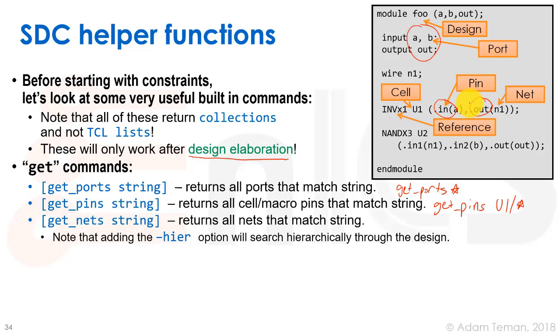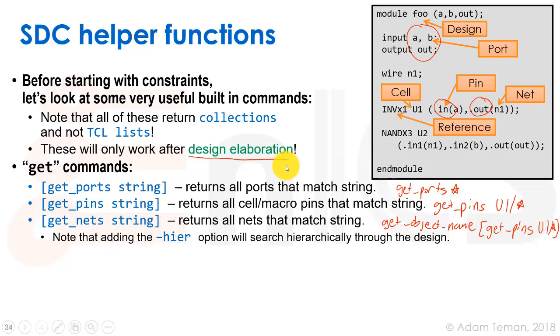Okay, but that's a collection of those objects, and if we want to iterate over them, we'd have to do foreach_in_collection. And if we want to know the names, we'd have to get object name of get pins U1 star. So let me write that down a second. We can do get object name, and then square brackets, get pins U1 star, and it will print out U1/in and U1/out, a list of those two. Okay, and get nets will return us N1.